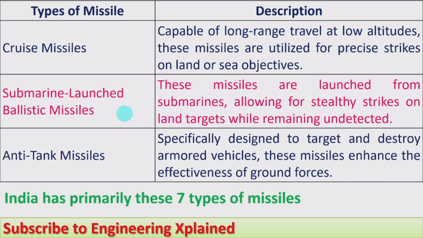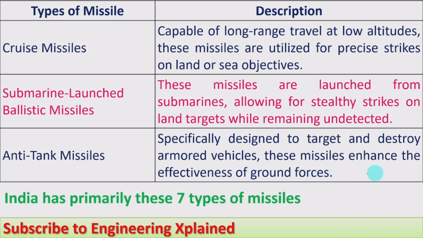And the next type are submarine launched ballistic missiles. These missiles are launched from the submarines, allowing for stealthy strikes on the land targets while remaining undetected. These are the stealthy strikes. That means these are not easily detected because those are launched from the submarines, and on the land targets, those are to be launched. The last one is anti tank missiles, specifically designed to target and destroy the armored vehicles.